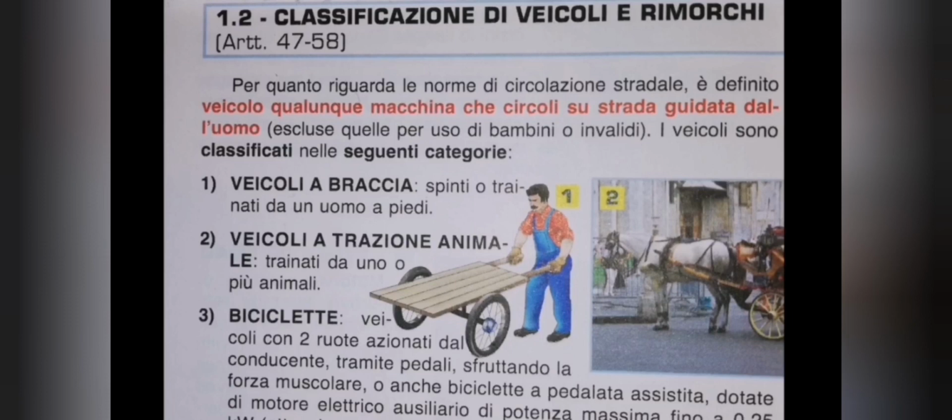Biciclette. Biciclette mostly have due ruote, and if it has electric support, it should not be more than the power of 0.25 kilowatts. Potenza massima fino a 0,25 kilowatts.